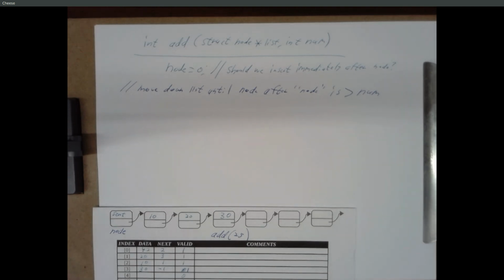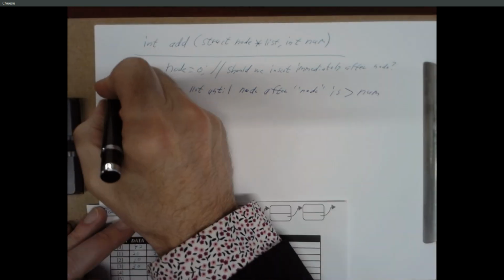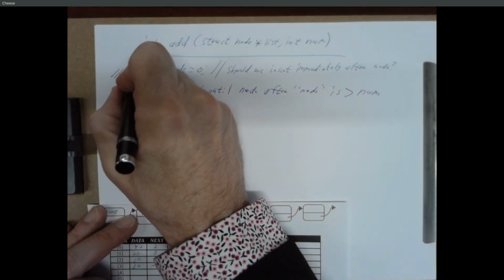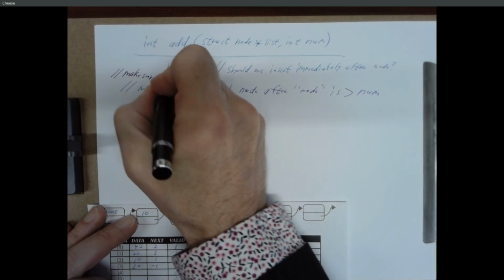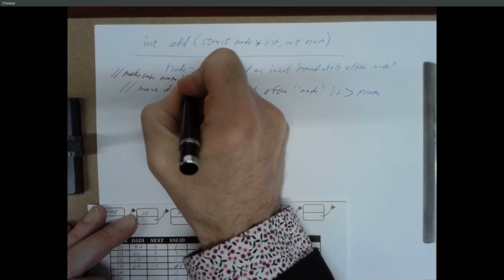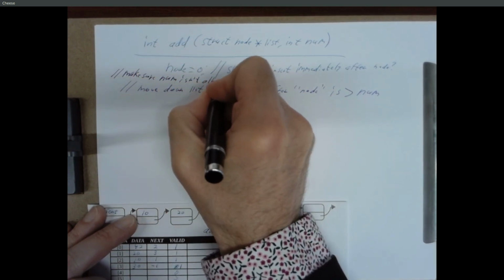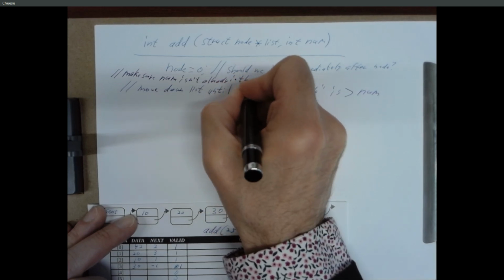Oh, and what if it's equal to our number? It already exists in the list, and we should not add it. So I'm going to put a comment here for myself and say make sure num isn't already in the list.